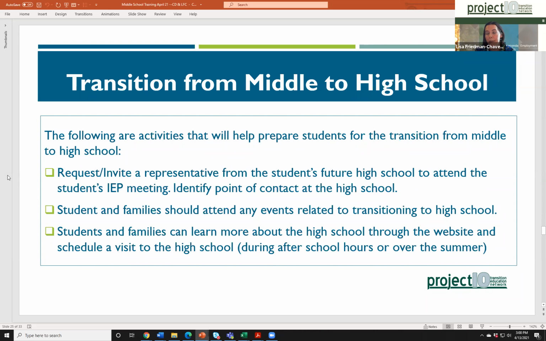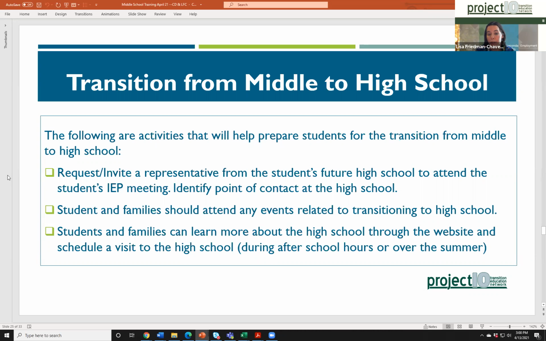So hopefully, I mean, things are a little different now, but however that participation is going to happen, it's really important. And also identifying a point of contact at the high school so that student knows if things are going awry or I really need to talk to somebody, who is that one person that I can go to. And there might be a few, but at least one that they know where they're located, how to get in touch with them. Also making sure that students and families attend any events relating to transitioning to high school, orientations, open houses, all that good stuff.